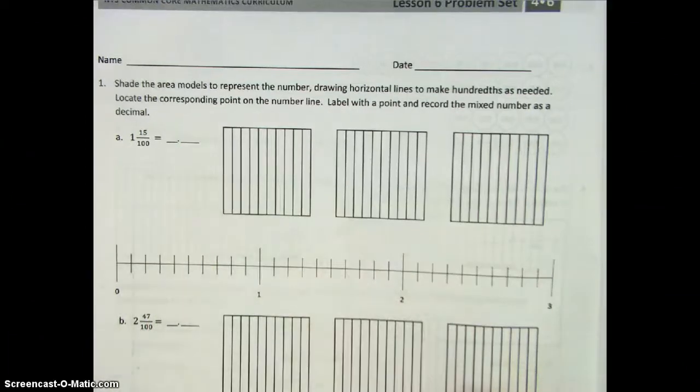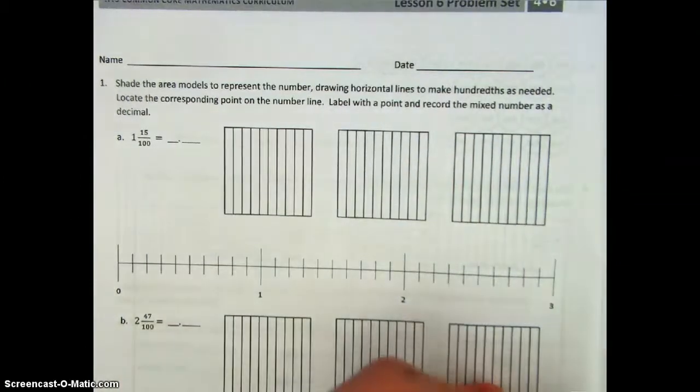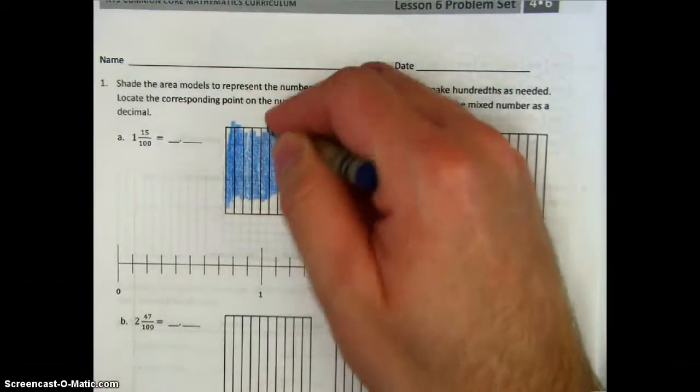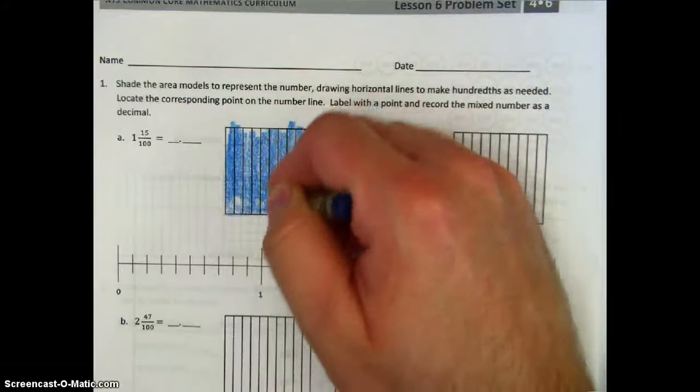So our directions are: shade the area models to represent the number, drawing horizontal lines to make hundredths as needed. Locate the corresponding point on the number line, and then label with a point and record the mixed number as a decimal. Okay. So first we can see shade the area models to represent the number. So we see we have 1 and 15 hundredths. So I'm going to first start by shading in my 1. And there's our 1.